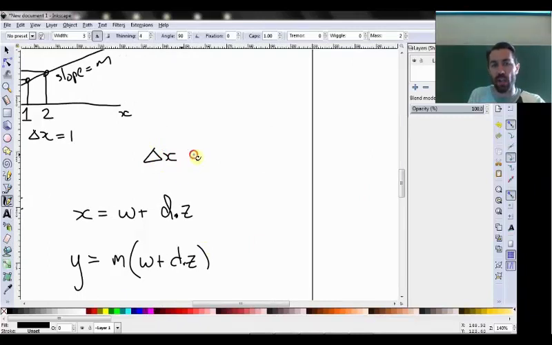If I change x by 1, what is my, sorry, not change y, what am I talking about? I'm getting myself flustered here. Change in z equals 1, what is my change in x?